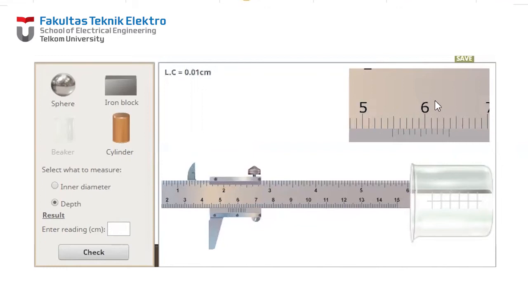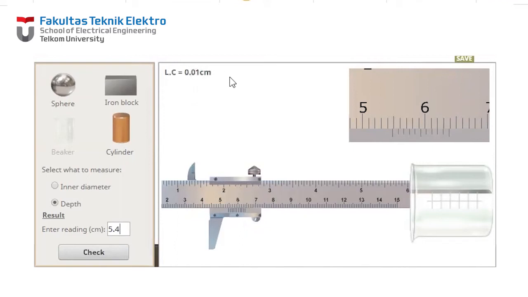We look on the lowest scale, which is 5, and the highest scale, which is 6. And as we can see, the zero number of the vernier or nonius scale is started on the 5.4 cm. Right here, 5.4. Next, we must find out where the nonius scale line is parallel to the main scale line again. As we can see here, the most parallel line between the main and the nonius scale is on the number 8, right?